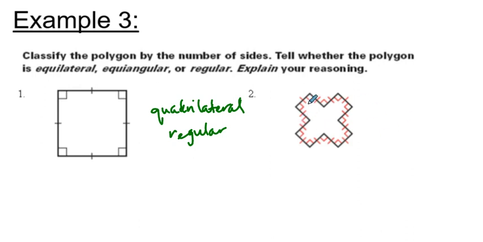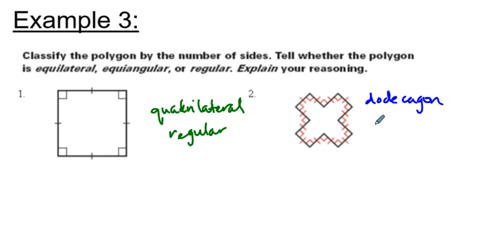Now, number 2, this does not look like a shape we're really used to, right? However, polygons don't have to fit the mold of a typical shape we're used to, right? As long as they're closed, it's a polygon. So we can count the sides here. 1, 2, 3, 4, 5, 6, 7, 8, 9, 10, 11, 12. So this is a dodecagon. Okay, so it is a polygon.